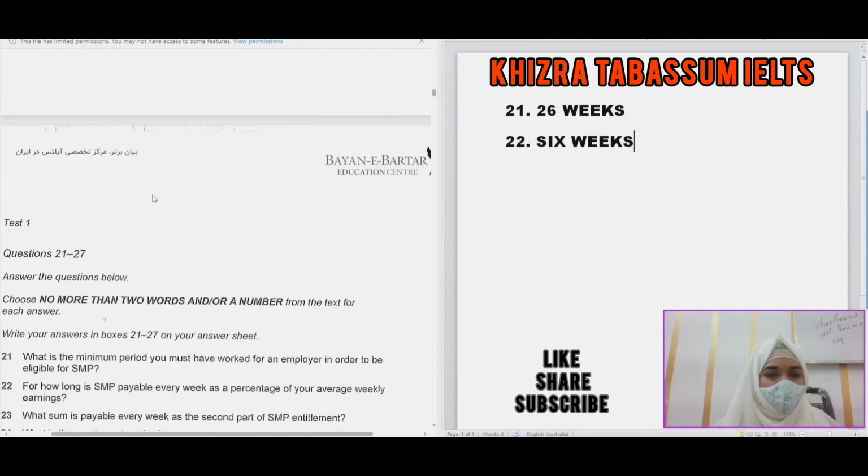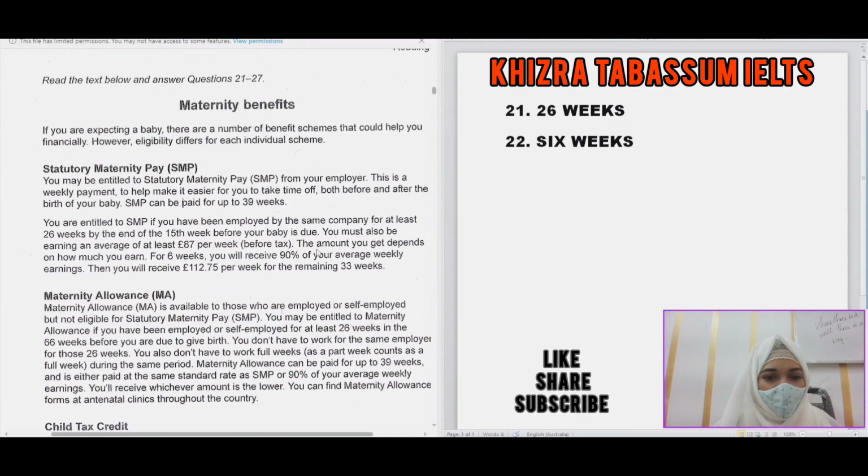Yes, second part. In the place of second part, what have they written? Remaining. Okay, first part you are getting this much, 87, or else you have 90%. Then after, what is the remaining earning? This one. The 23rd one is €112.75.